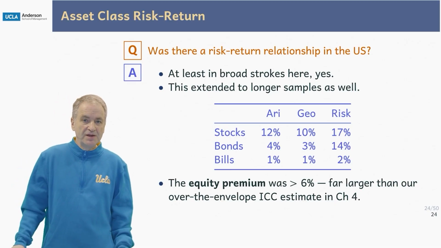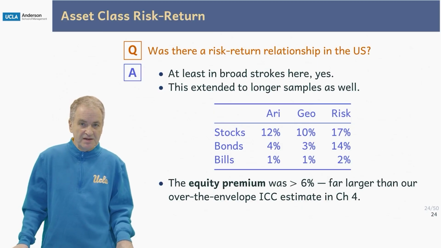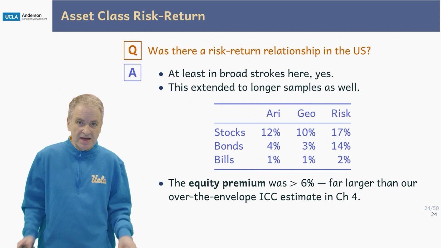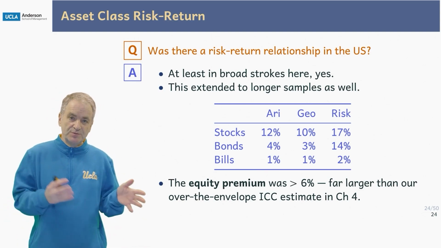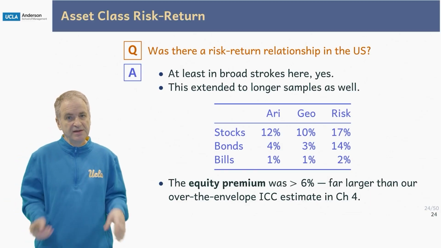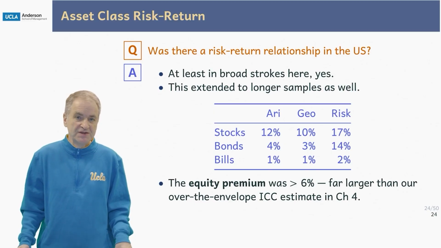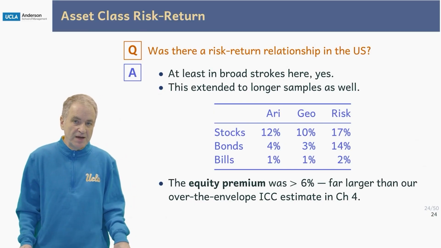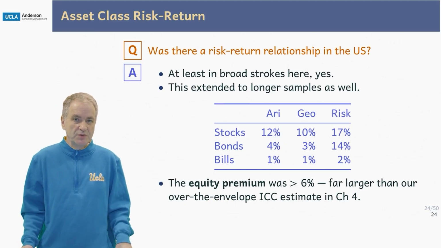There's something called the equity premium, which is the difference between stocks and risk-free securities. Sometimes people use the arithmetic average, sometimes the geometric average. Sometimes they use bonds and bills for the risk-free, but order of magnitude, just looking at these numbers here, the equity premium was way above about 6% per year. Now, this is far larger than the implied cost of capital estimate that we had in Chapter 4, which was only about 2 or 3%.